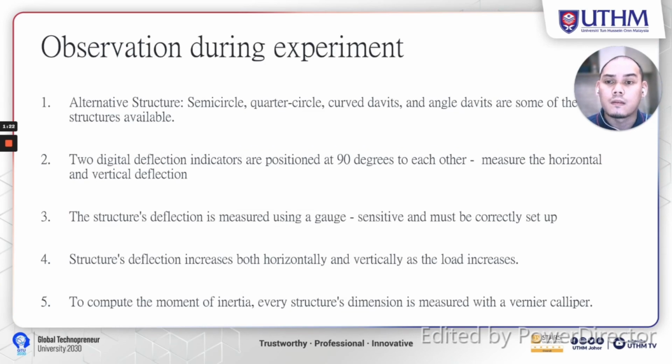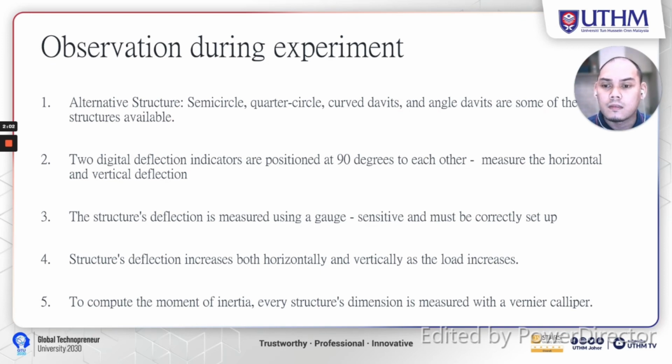Next, for the observation during the experiments, there are 4 alternative structures of experiment that will be used, which is symmetrical, quarter circle, curve Davids, and angle Davids. The two digital deflection indicators are positioned at 90 degrees to each other, where these indicators will measure the horizontal and vertical deflections of the structure. The structural deflection is measured using a gauge, where this gauge is a sensitive device and must be correctly set up during the experiment.